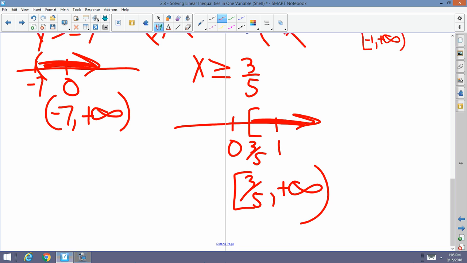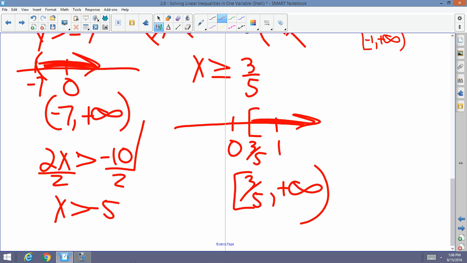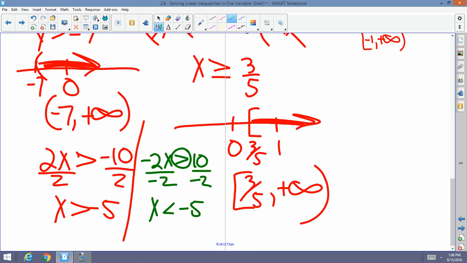One last thing, just to make sure this is clear. It's when you divide by a negative that you flip. So for example, if I have 2x is greater than negative 10, I divide by 2, my answer is x is greater than negative 5. I do not flip there. But if I have negative 2x is greater than 10, and I divide by a negative 2, then x is less than negative 5. I had to flip it because I divided by a negative. I don't care what I'm dividing to. I care about what I'm dividing by.